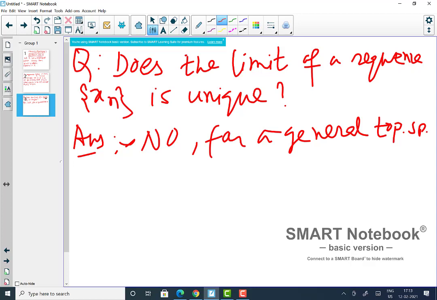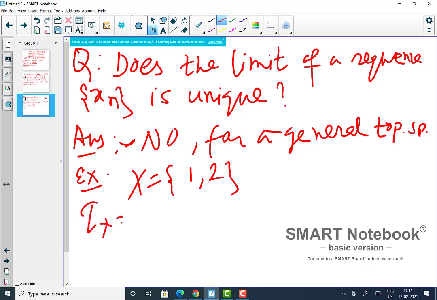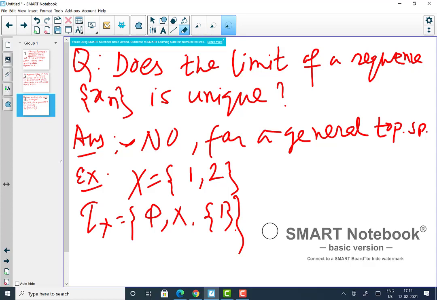Let me give an example, then you will understand why it is not true. Suppose my X is two points, 1 and 2, and I have a topology on X given by the empty set, X, {1}, and {1, 2}. This is my topological space, this is a topology on X.